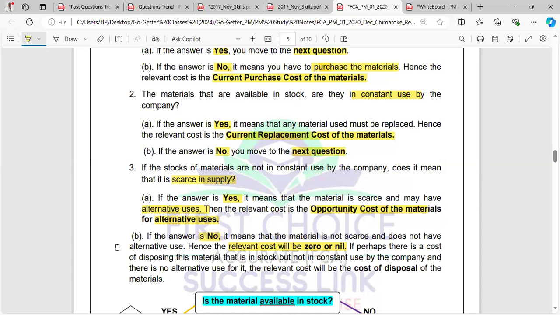But hold on a moment. What if it is not going to be used? It is scarce, but it's not going to be used; it's to be disposed of by the company. Then there is a cost of disposal. That cost of disposal becomes your relevant cost. So it means that we are not using it.